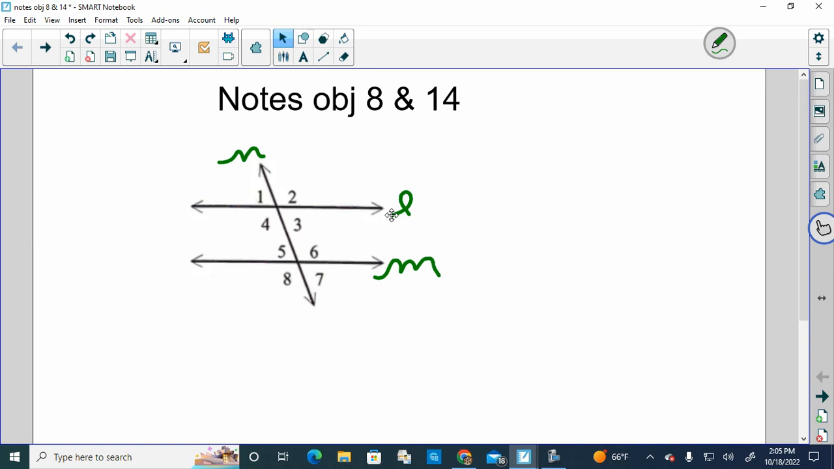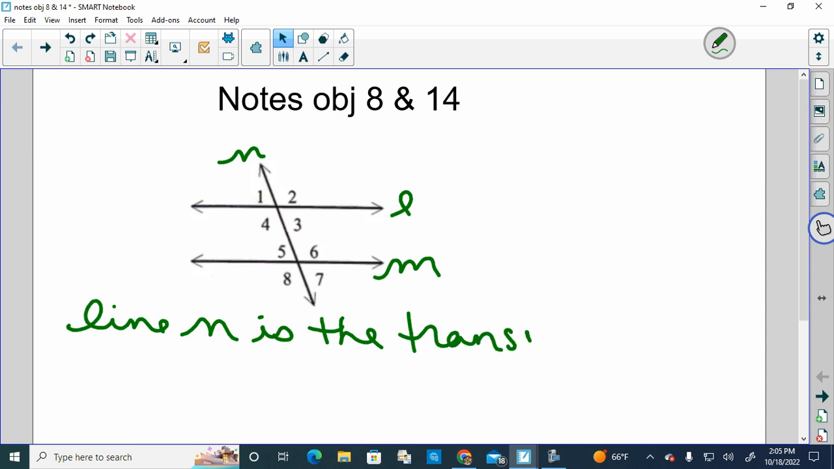Okay, now we're just going to label things so that we know which is which. So you're going to put line n is the transversal. Transversal is the line that cuts through the other two lines. And then L and M are what to each other? Parallel. So we're just going to put the symbol for parallel. So L and M are parallel to each other, rather than writing it out in words.